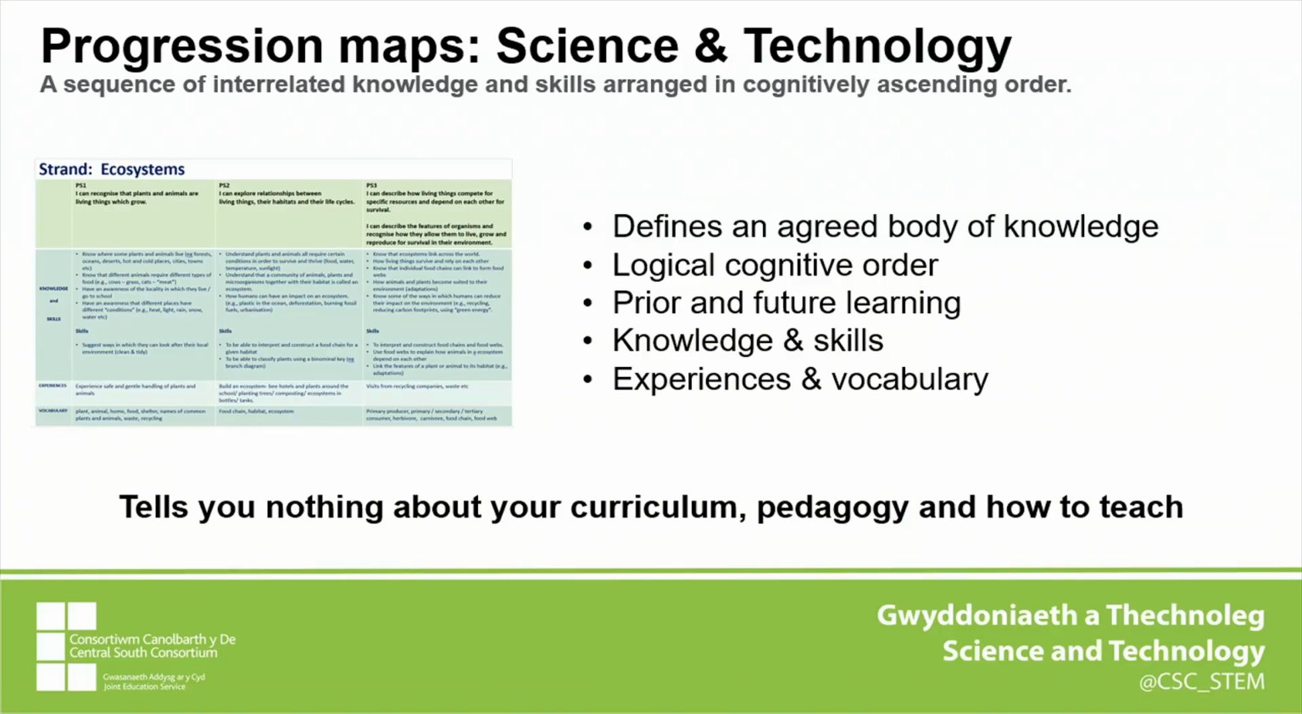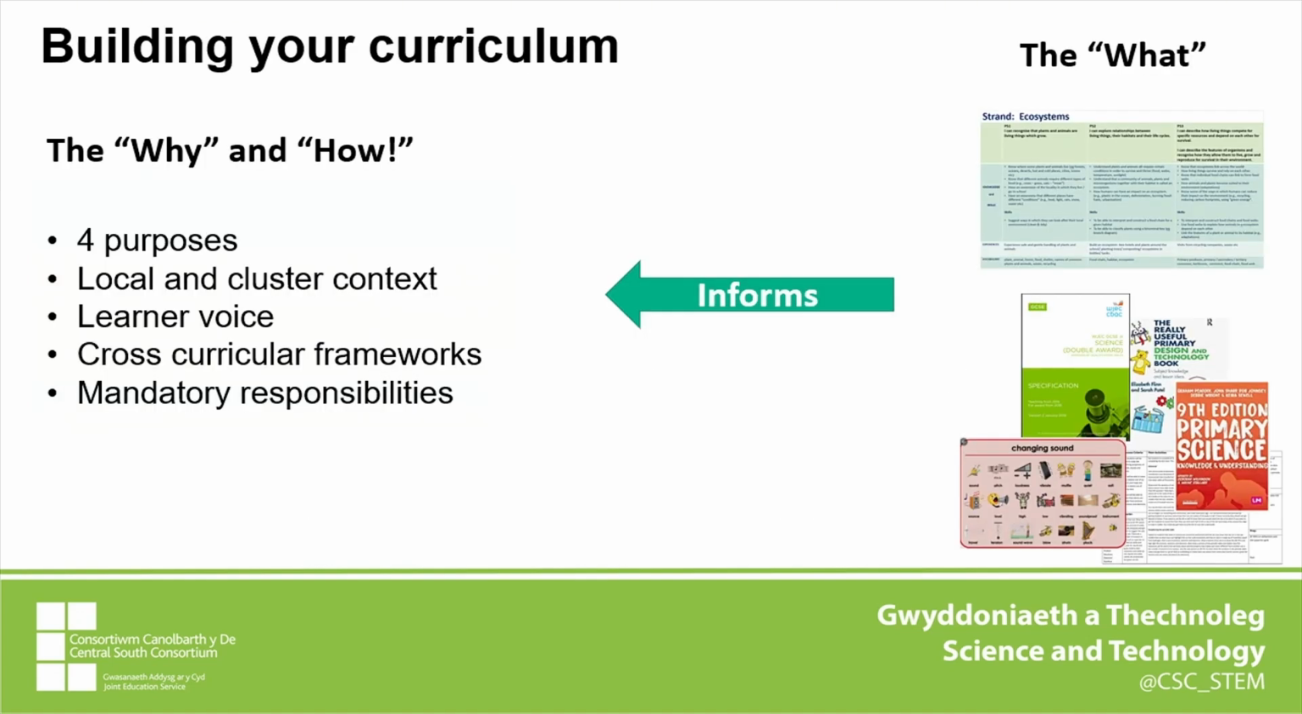So, to summarise, a progression map defines an agreed body of knowledge in a logical cognitive order. At a glance, you can see future and prior learning, and there's space to unpack knowledge, skills, experiences and vocabulary. But as stated previously, it does not define or constrain your curriculum. So in that case, how do you use a progression map? Well, progression maps inform the curriculum building process.